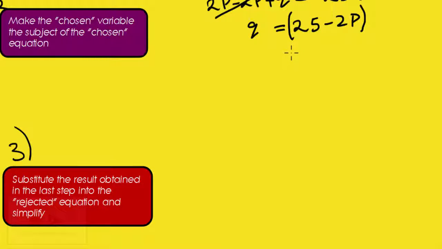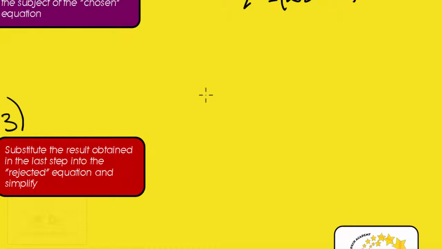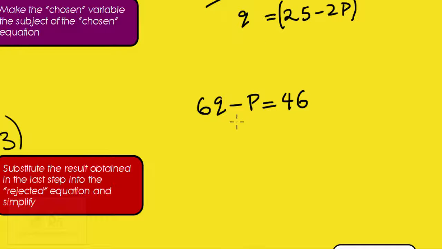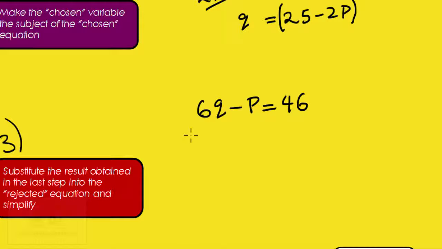And I'm going to now substitute this result into the rejected equation, which is equation 2, which is 6q minus p equals 46. I'm required to substitute this result obtained in step 2 into this equation. This is achieved by replacing q with 25 minus 2p. So 6 times q, which is 6q, is now 6 times 25 minus 2p. We now have the minus p equals 46.